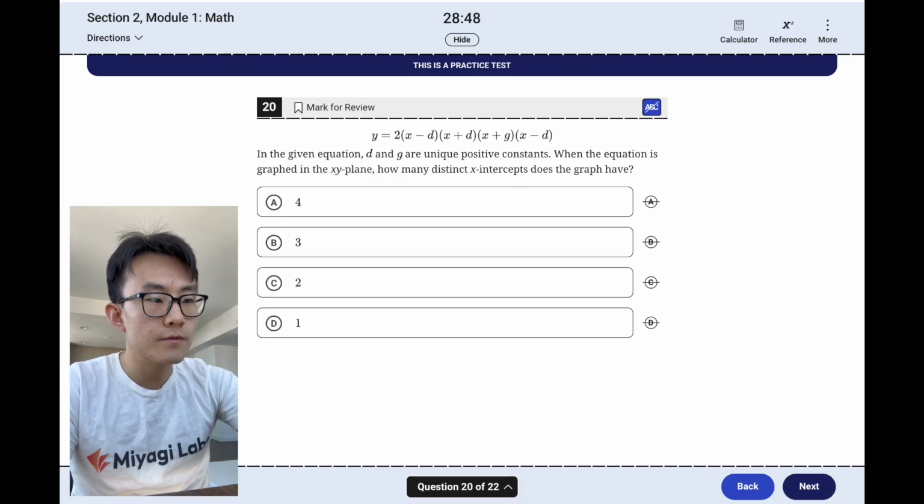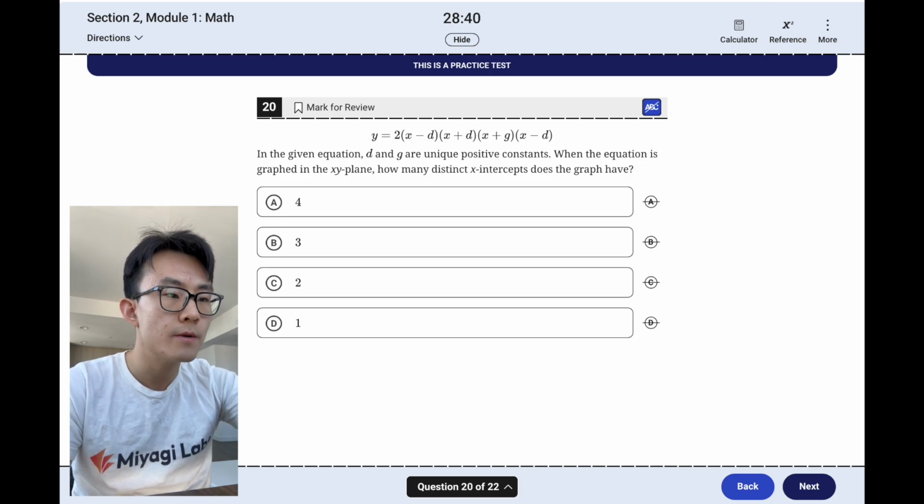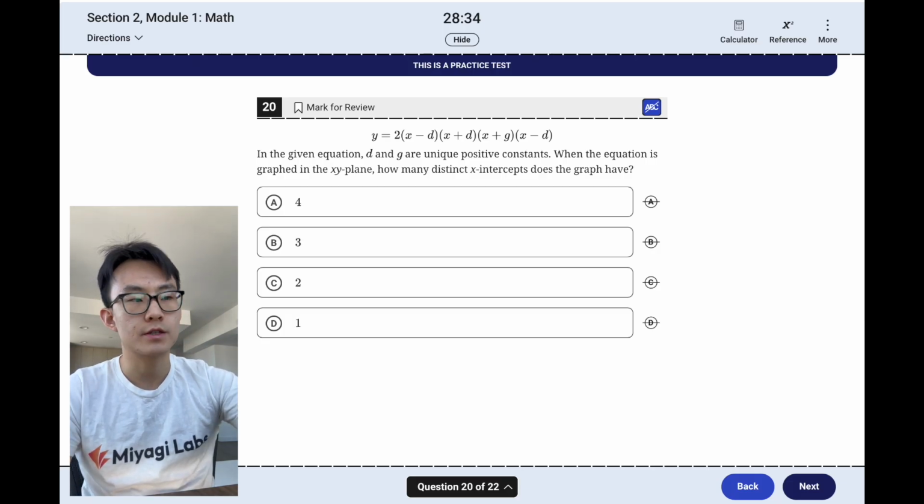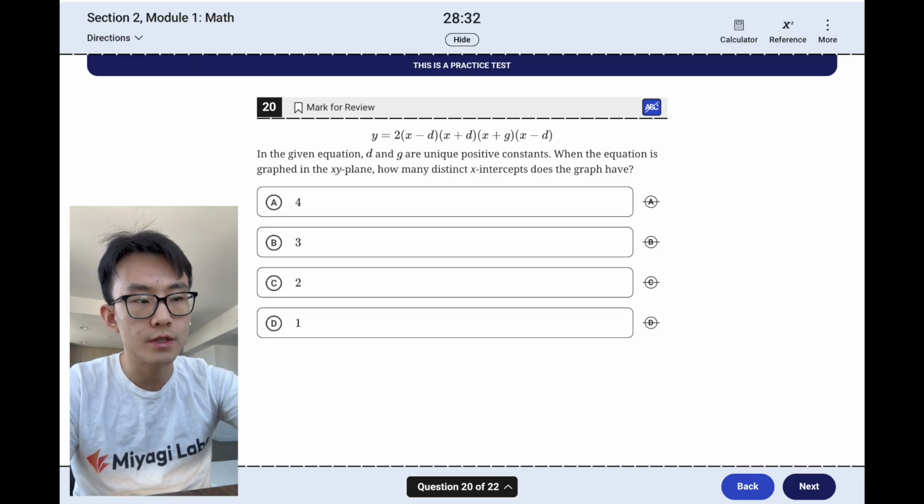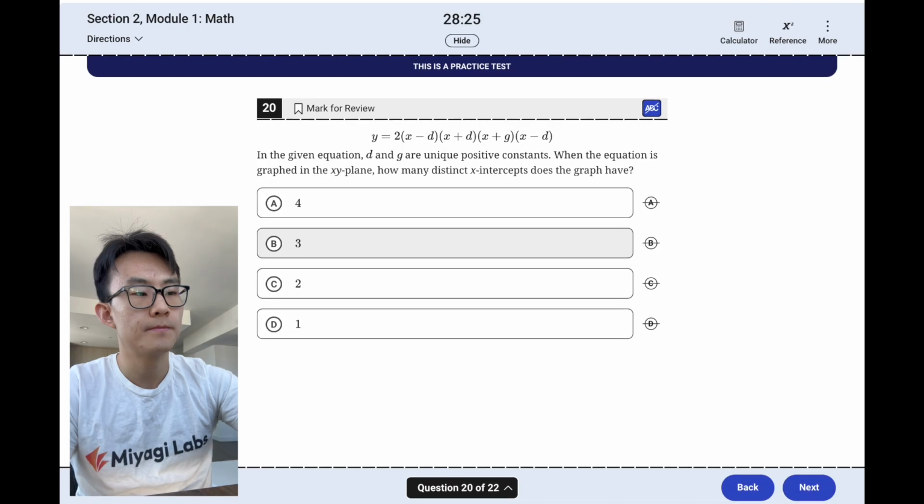In the given equations, what's the equation? How many distinct x-intercepts does this have? So x-intercepts are basically roots, so when y equals 0. The distinct number of x-intercepts, so how many values of x does y equal 0? Well, x can equal d, or negative g, or d again, but that's the same x-intercept, so 3.